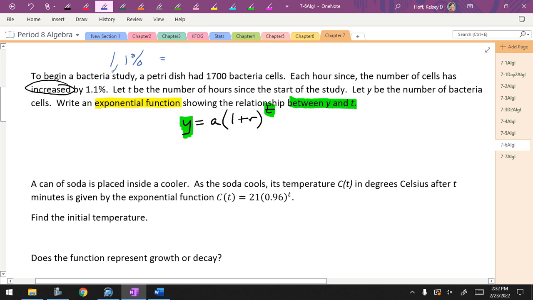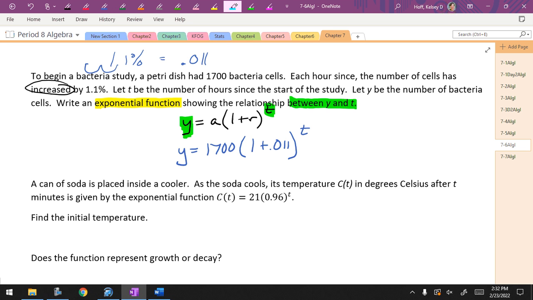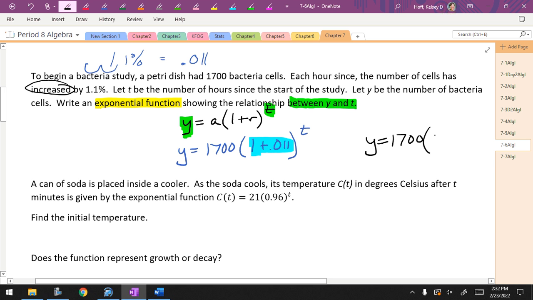1.1% really becomes 0.011. Yes? What's my a value? 1,700. Parenthesis 1 plus 0.011. Close your parenthesis, raised to the power of t. There is one thing we should do before we would type this into Alex. Guess what it is? You can't distribute. Actually add these together. So y equals 1,700 times, very good, 1.011 raised to the power of t.